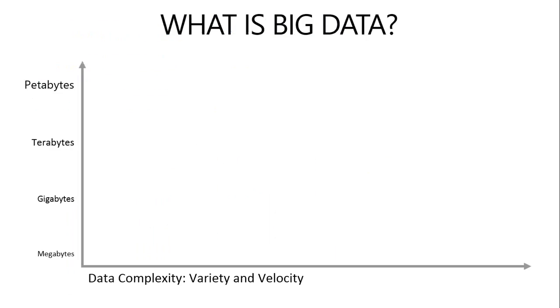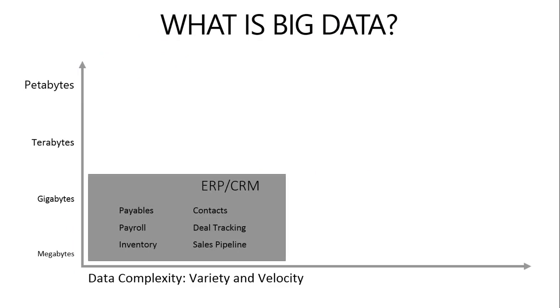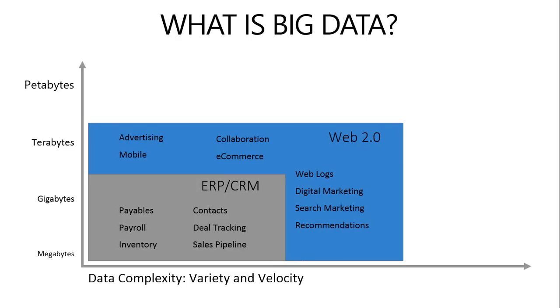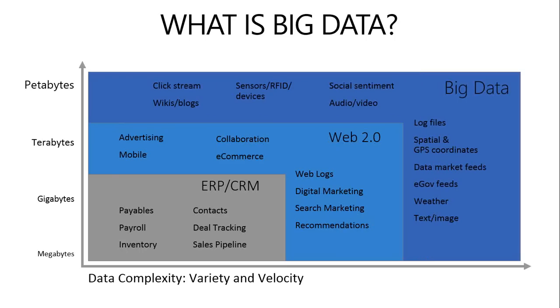In order to complete the BI story, we need to include a huge variety, velocity, and variability of data that comes in. Initially, we only had the ERP and CRM systems where we had payrolls, inventory, contacts, and such other information where the data was in megabytes or gigabytes. And then in the Web 2.0 world, we started looking at advertising data, mobile data, e-commerce data, a lot of logs that got generated, market intelligence, digital intelligence, and the data moved up to terabytes. Today, we have click streams, wikis, sensors, RFIDs, audio, video.